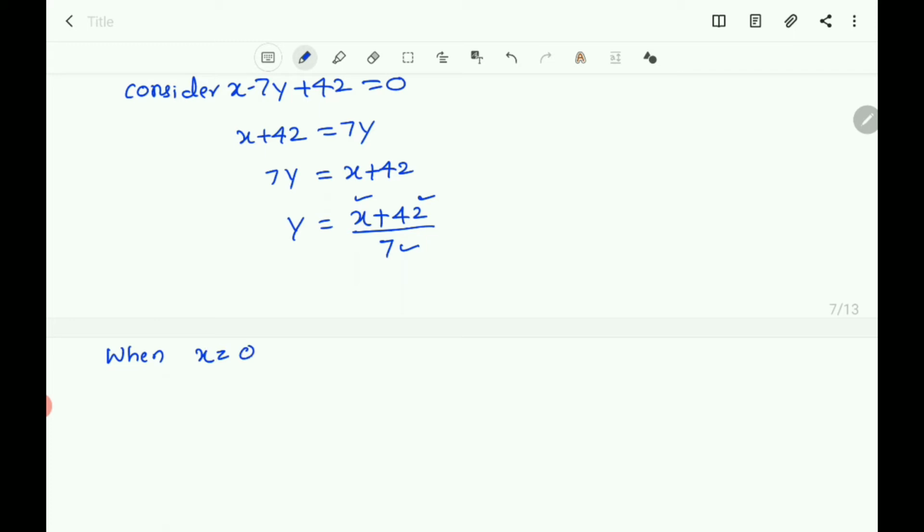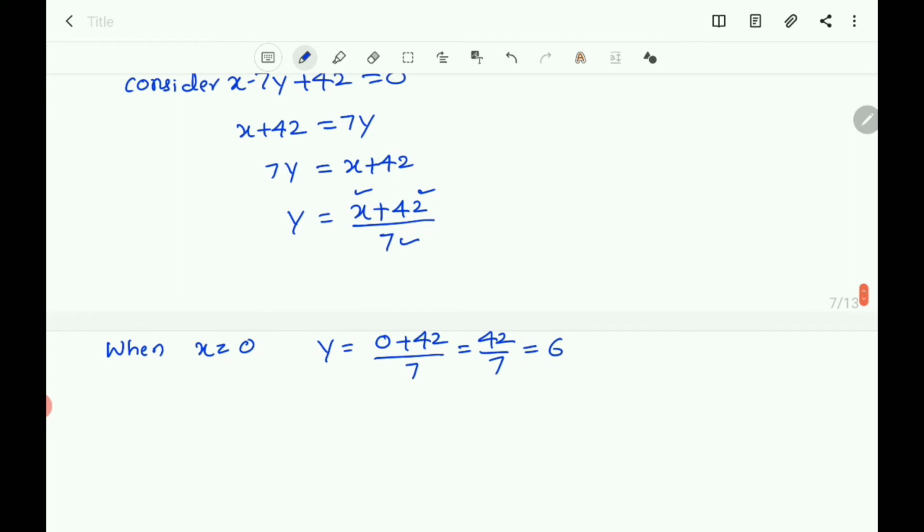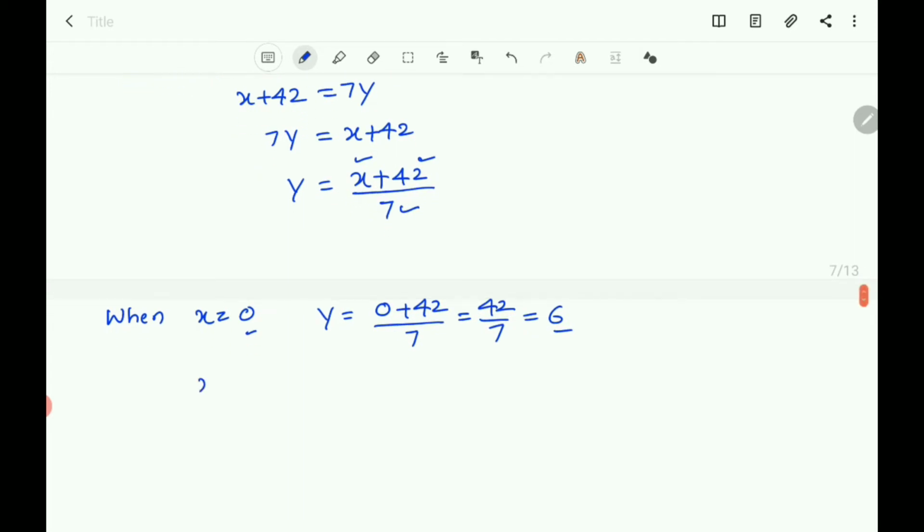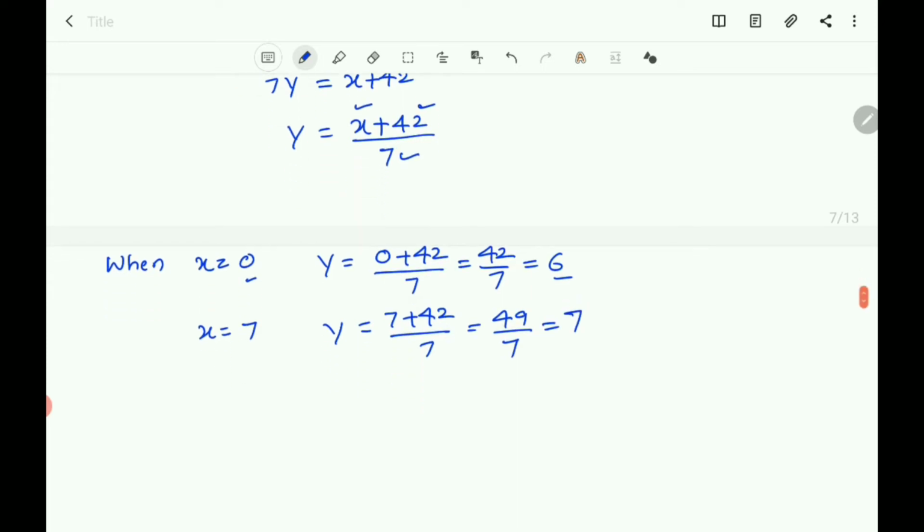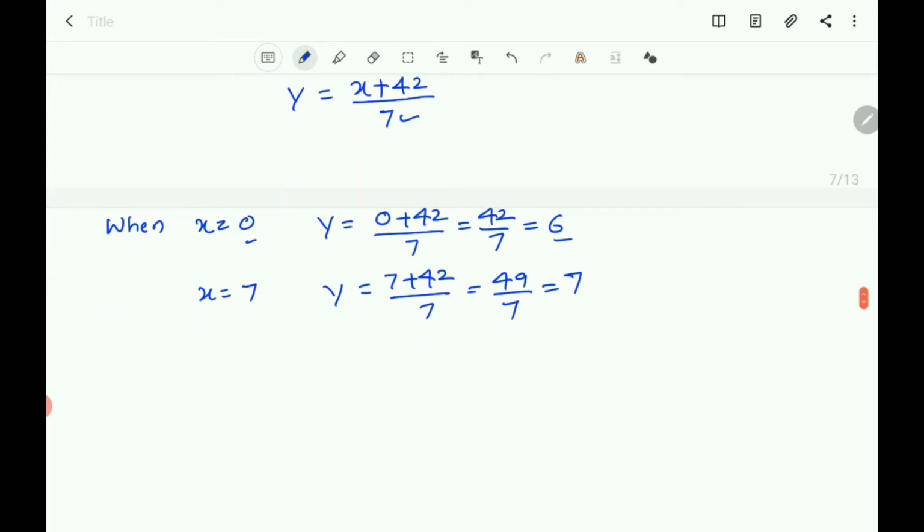x equals 0, y is equal to (0 plus 42) by 7, that is 42 by 7, which is equal to 6. One pair is x 0, y 6. Second, when x equals 7, then y is equal to (7 plus 42) by 7. 7 plus 42 is 49, by 7, so you will get 7. Now you got the two solutions here: x 0, y 6, and x 7, y 7.